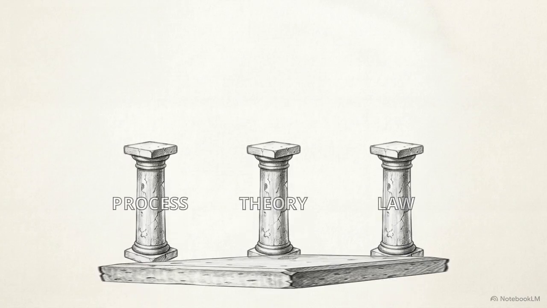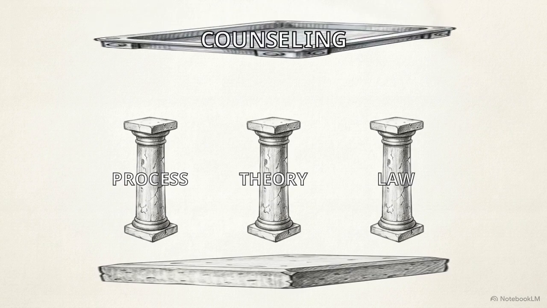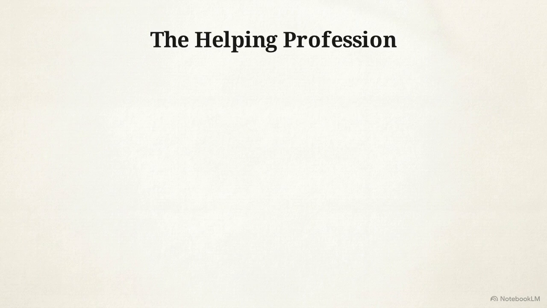Counseling operates as a rigid discipline, built on defined processes, theoretical engines, and legal mandates. Today, we are going to synthesize an entire semester of counseling frameworks into a single interconnected mental model. We'll call it the counseling matrix. But to build this model accurately, a practitioner first has to understand exactly where their intervention begins and ends.